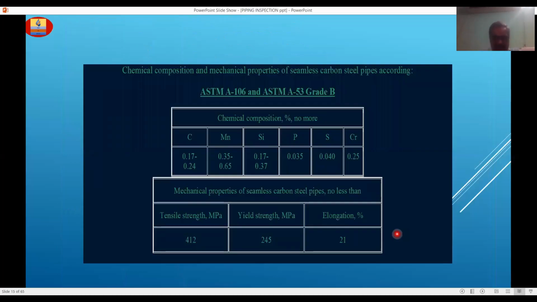These are the chemical compositions. ASTM A106 Grade B chemical compositions, percentage maximum: carbon, manganese, silicon, phosphorus, sulfur, chrome. Then mechanical properties: tensile strength in MPa, yield strength in MPa, elongation percentage. Try to understand the chemical composition and mechanical properties of seamless carbon steel pipes according to ASTM A106 and A53 Grade B.